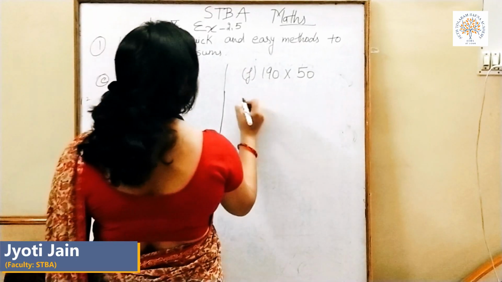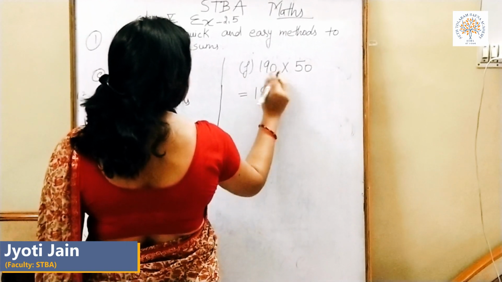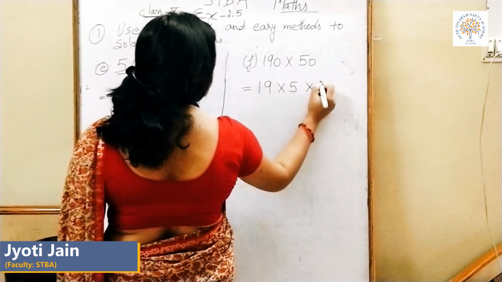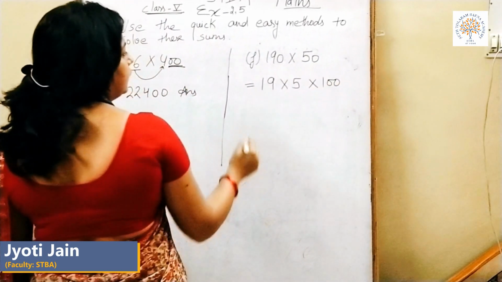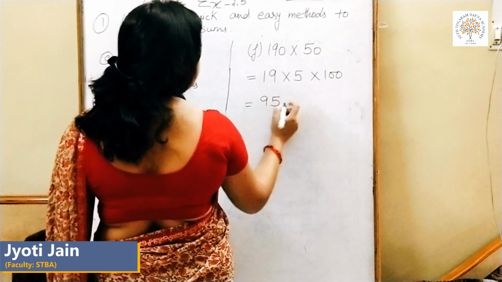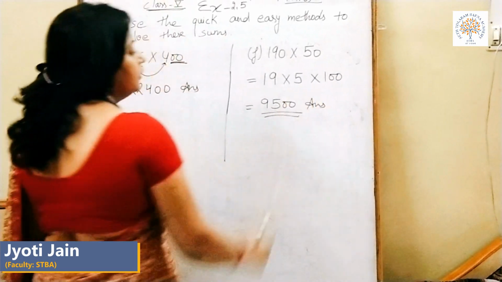190 multiplied by 50. So you can see that can be written as 19 will be multiplied by 5 into 100. Okay, so 19 5s are 95, and that will be multiplied by 100. So the answer will be 9,500.